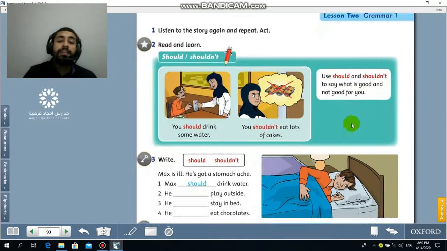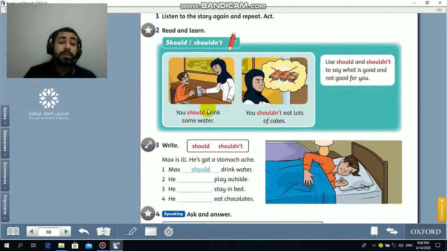So now, my dear students, like we said here, you should drink some water because he has a stomach ache. But here you shouldn't eat lots of food. It's going to make you have pain in your stomach, okay?